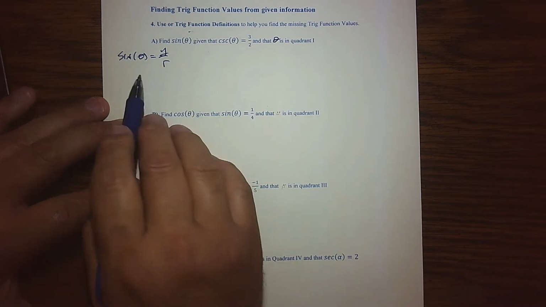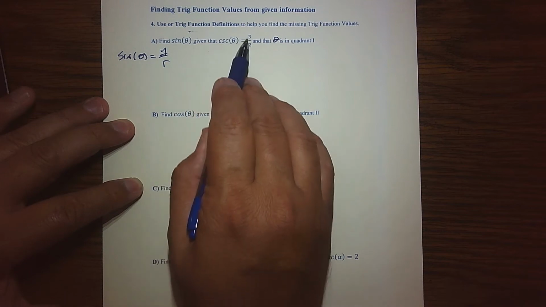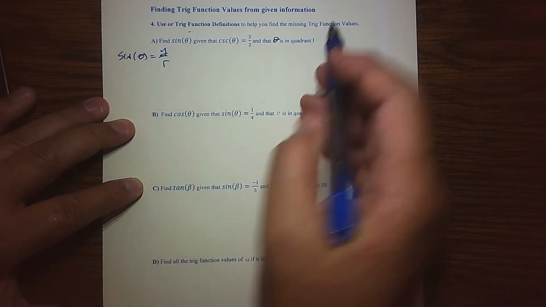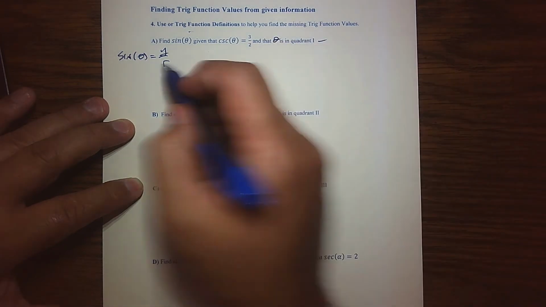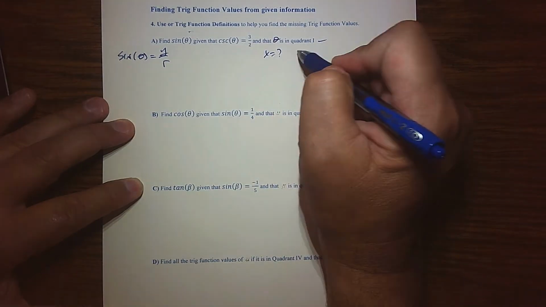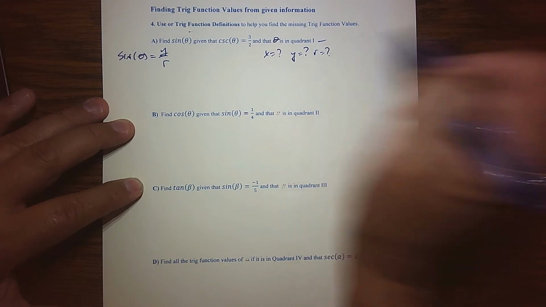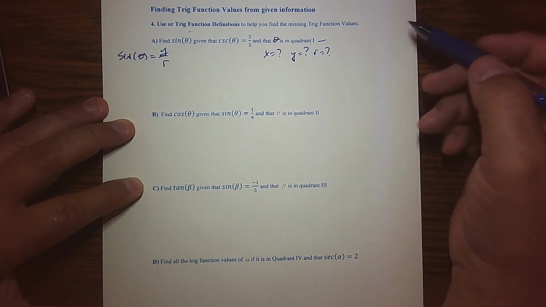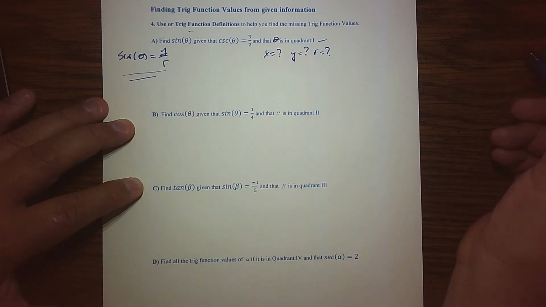So we have to find the sine of theta, given that the cosecant of theta is 3 over 2 and theta is in quad 1. Since we are using an x, y, r definition, we need to figure out what x is, what y is, and what r is. If I can figure that all out, then we're off to the races. I just plug in what I need to know, and I've got it.